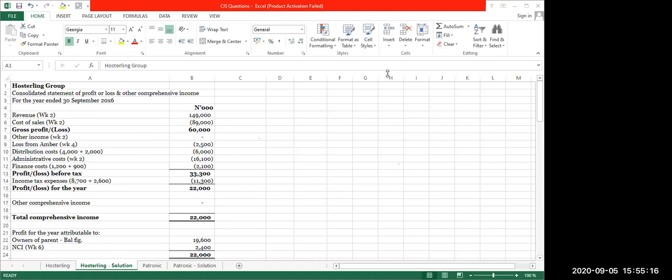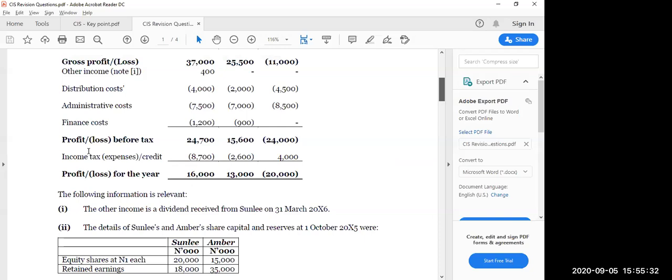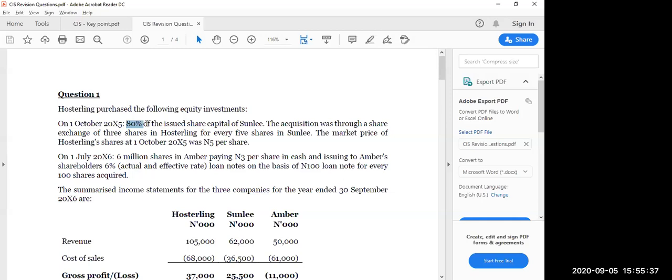How did we get the 20% NCI? All right. Firstly, I'll just take you to the question. According to the question, the stake acquired was 80%. So that means the remaining 20% is NCI. I hope that is clear, Rose. So the remaining 20% is NCI. So that's how we got that 20%. Yeah, thank you.